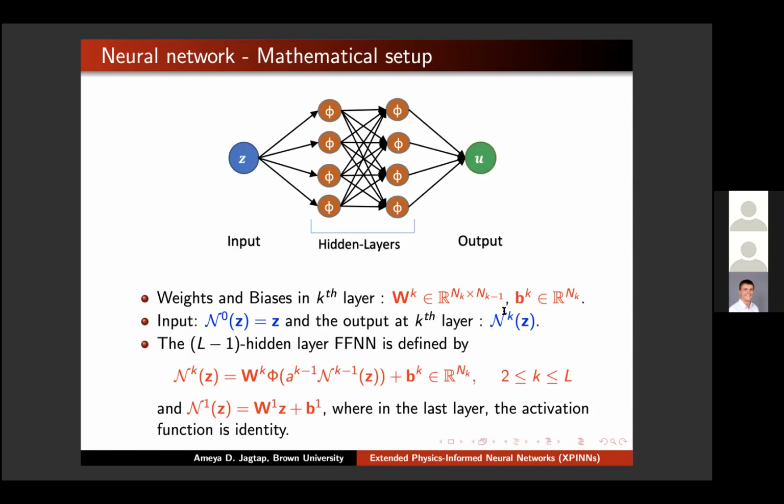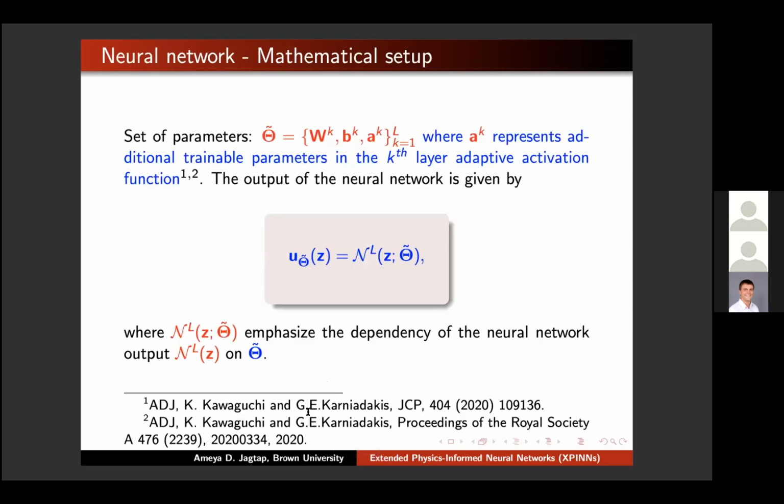So the L-1 hidden layer feed-forward neural network is essentially defined by this expression here, where in the last layer, the activation function phi is identity. Here k goes from 2 to L. And for the first layer, my input is defined like this. The set of trainable parameters is defined by theta tilde, which consists of all the weights, biases, and this vector a_k, which represents the trainable parameter in the kth layer adaptive activation function.